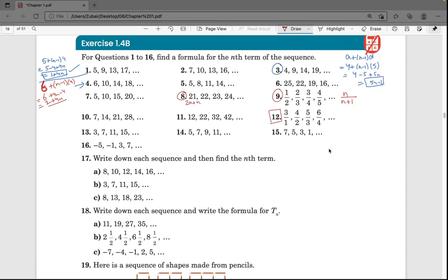Look at question number 12. 3, 4, 5, 6. So first term plus n minus 1 into difference. So 3 plus n minus 1. So I'm getting n plus 2. In the numerator, n plus 2. Now notice that every denominator is 2 less, so we can write n minus 2. Or we could have just seen that it is 1, 2, 3, 4. Perfectly natural sequence, number equal to term value.